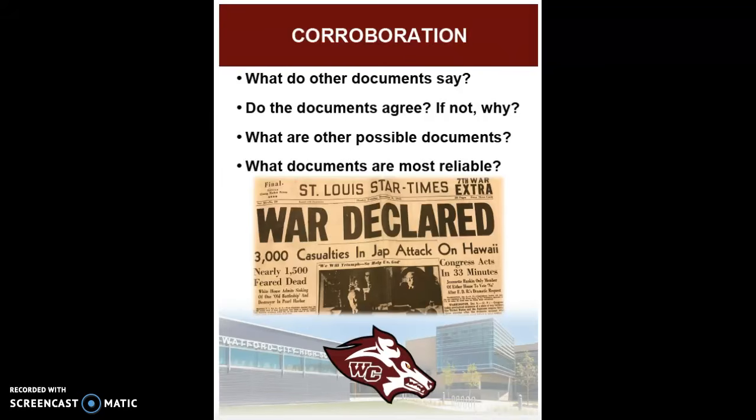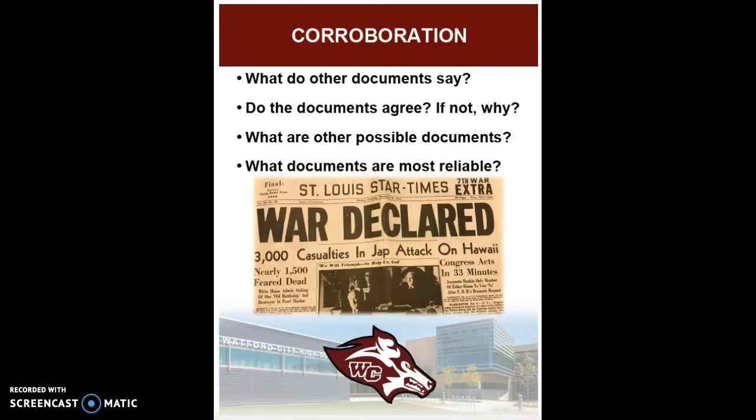So we need to start out by looking up other documents. And what do the other documents say? If they say similar type of information, then we probably have a pretty good source. So that answers the next question, which is, do the documents agree? And if they do, we're on the right track for corroboration. If not, we want to figure out why there is a discrepancy. Why are these documents different?